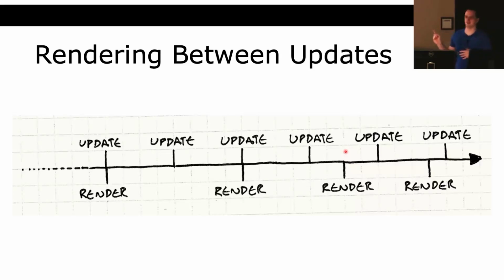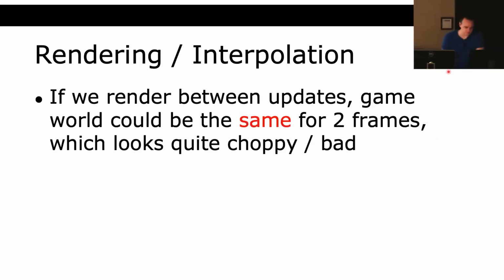And ideally, this is not what you want to do just straight out of the box. There's lots of considerations here. So don't just try and implement this and hope that it all works out, because there's a lot of things that you would have to do to make sure that this doesn't happen. So if we render between updates, the game world could be the same for 2 frames, which could be choppy or bad. You could be rendering, and let's say the player's position when you start to render is different from the player's position when you end rendering, and so should you take it here or there, etc. Lots of weird stuff can happen.